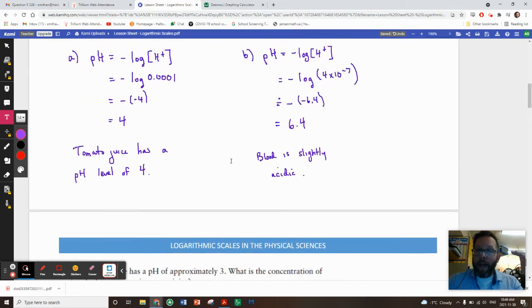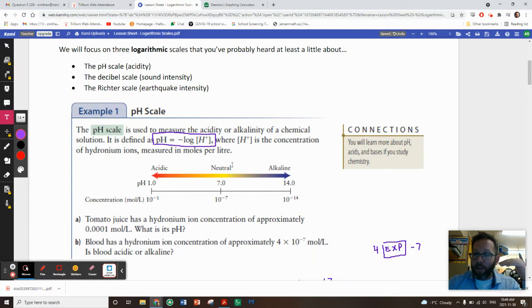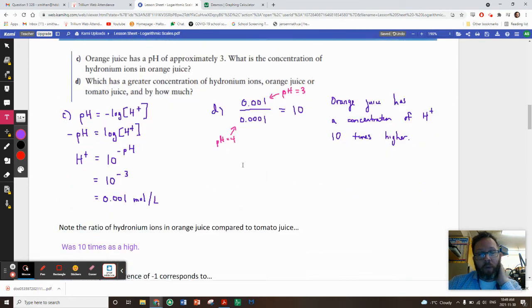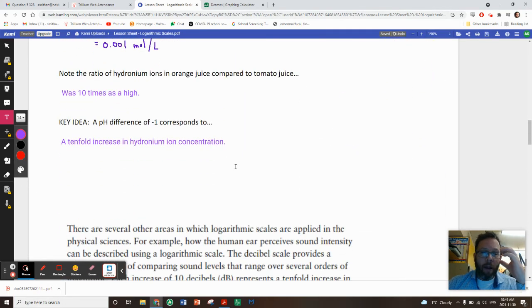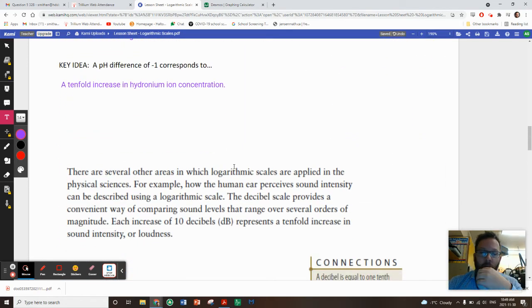Every time you drop down on the pH scale, the acidity is going up. The amount of hydronium per mole is going up by a factor of 10. Okay, so that's the pH scale. Played around with that, did a variety of questions with that.